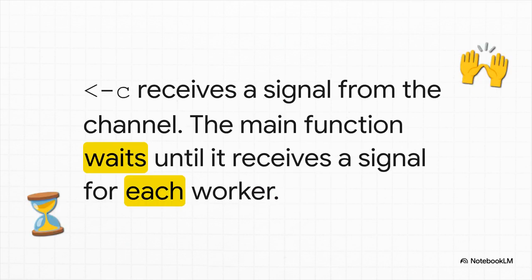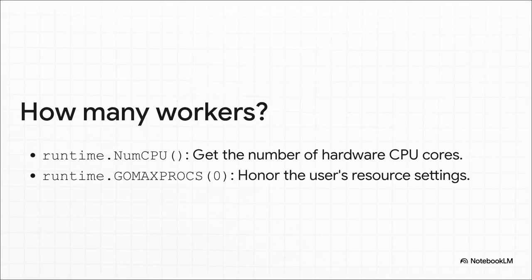After we've launched all the workers, our main program just has to wait for those signals to come back. And this little piece of code right here is how we do it. That line will literally pause. It will block until it receives a signal from the channel. So we just loop, waiting for one signal for every worker we launched. Once we've received them all, we know the job is done. Simple as that.